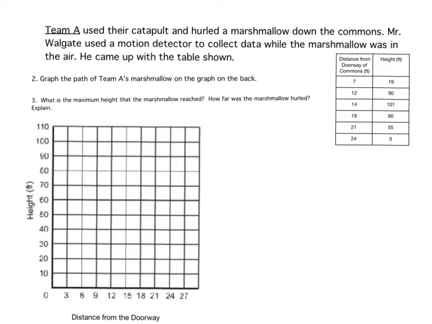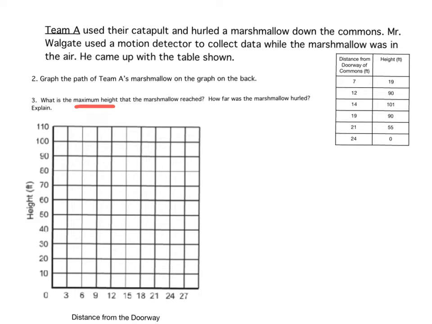So our next one is to graph the path of the marshmallow. So if we take our data and simply plot our ordered pairs, okay, we can construct that graph. But two key things that we're going to need to answer is, what is the maximum height of that? And how far was it actually hurled? So let's look at those two questions.